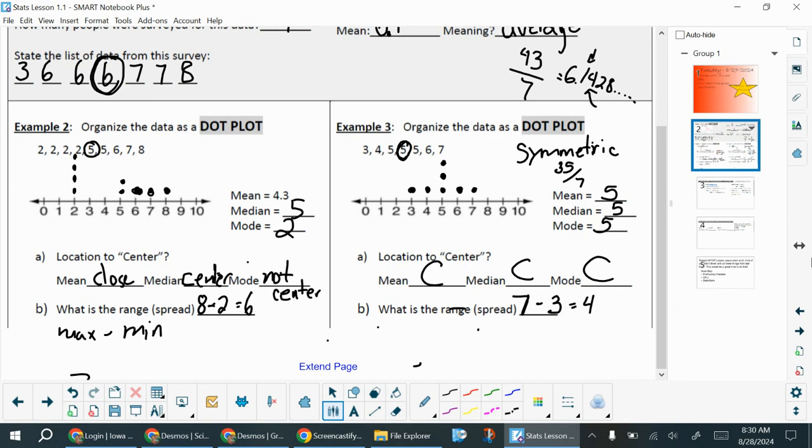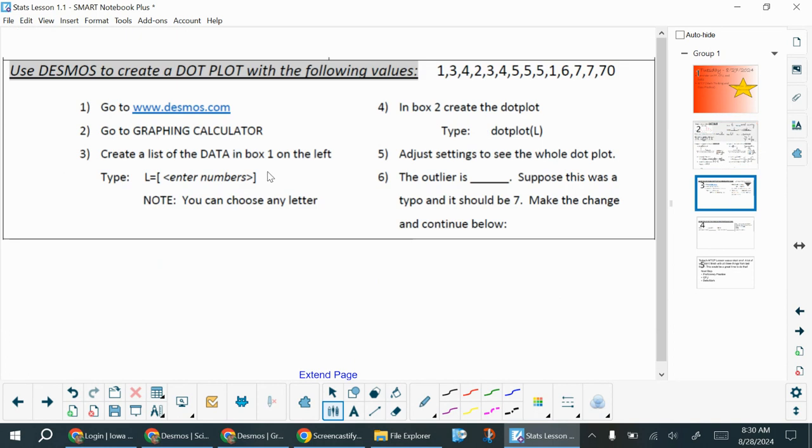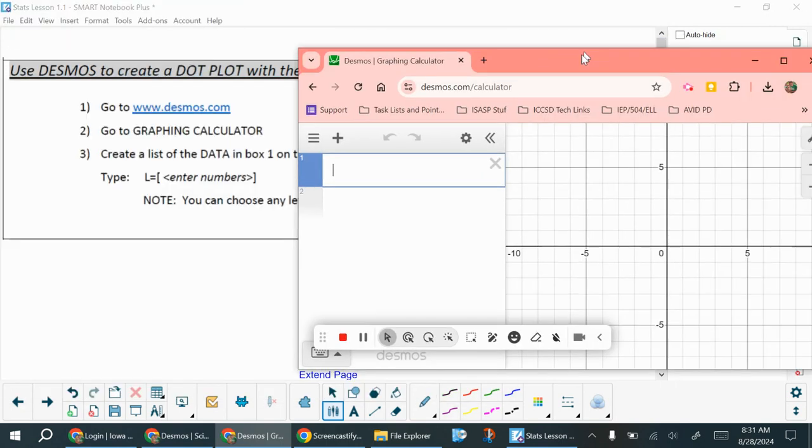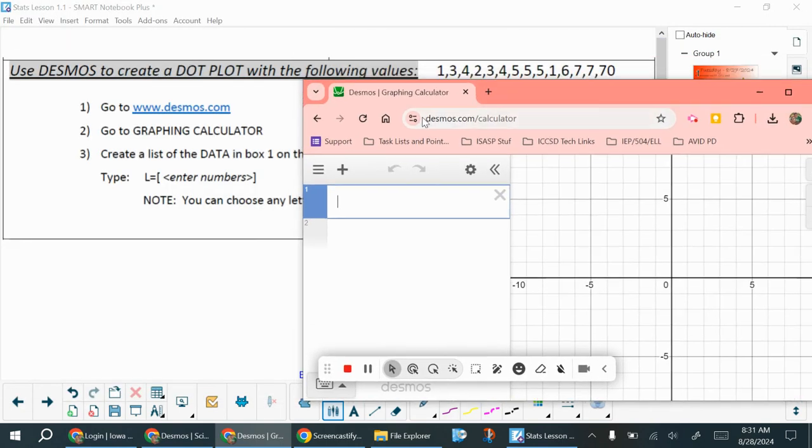Okay, so if I take a look at the last box down here, it says we're going to use Desmos to create a dot plot with the following values. So this actually means we're going to be using the graphing calculator. If you go to desmos.com and go to the graphing calculator, I will pull my graphing calculator over here. That's the URL there if you want it, desmos.com/calculator.